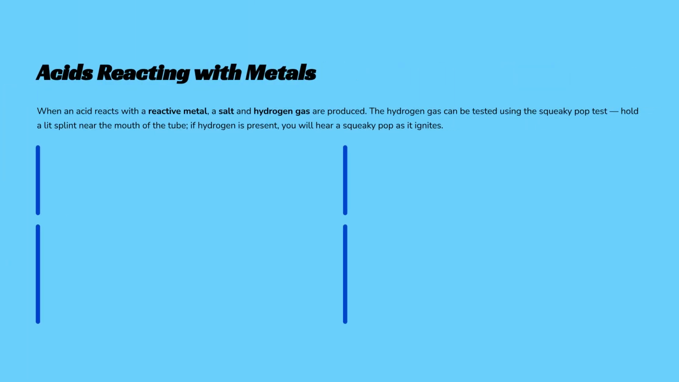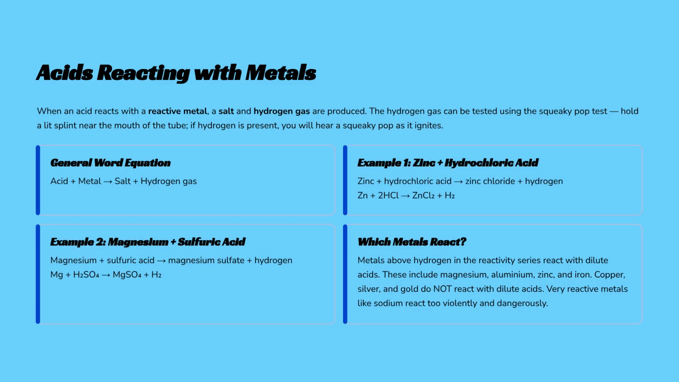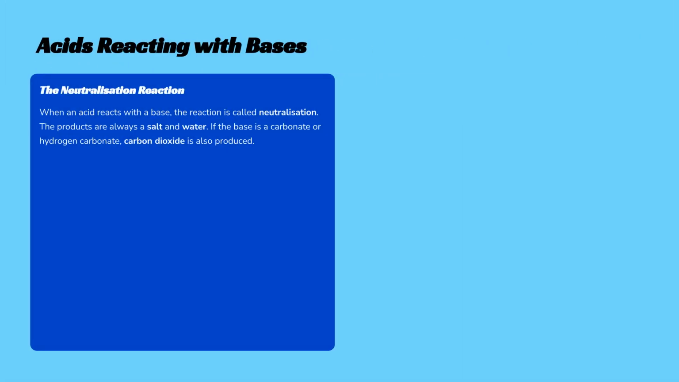When a reactive metal reacts with an acid, a salt and hydrogen gas are produced. The hydrogen gas can be tested with the squeaky pop test. Metals above hydrogen in the reactivity series react with dilute acids, such as zinc reacting with hydrochloric acid to form zinc chloride and hydrogen. The reaction between an acid and a base is called neutralisation, producing a salt and water.